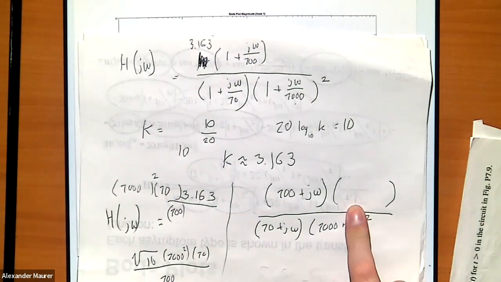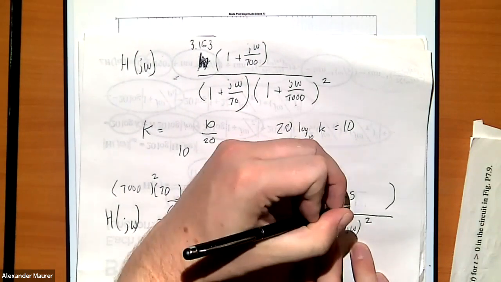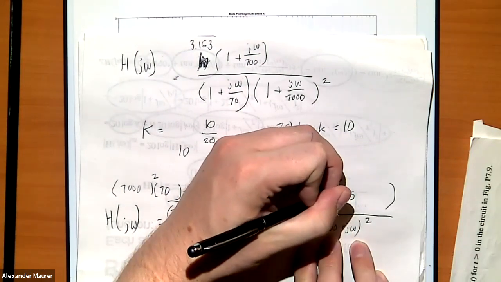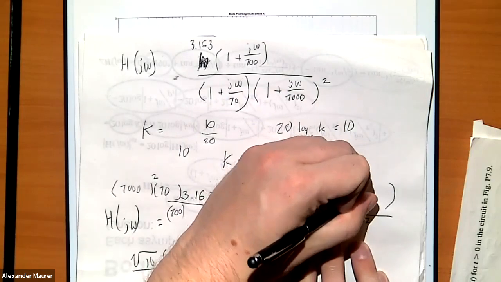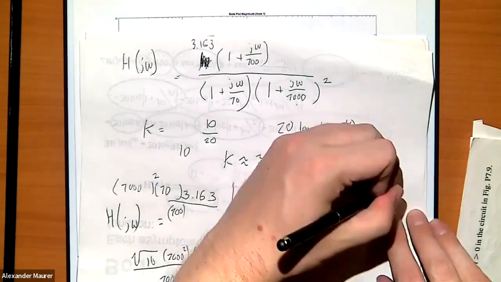Okay, so now that I've looked completely silly, that is, so this is 1.55 times 10 to the 1, 2, 3, 4, 5, 6, 7, 10 to the 7th.